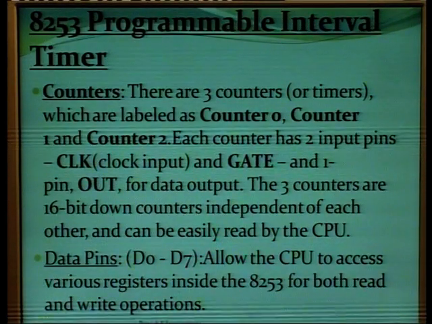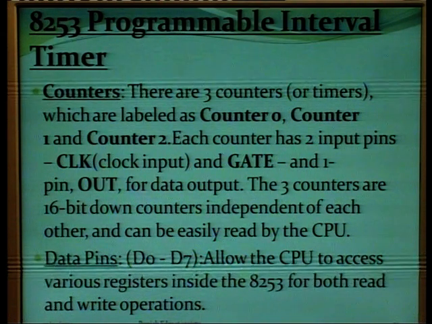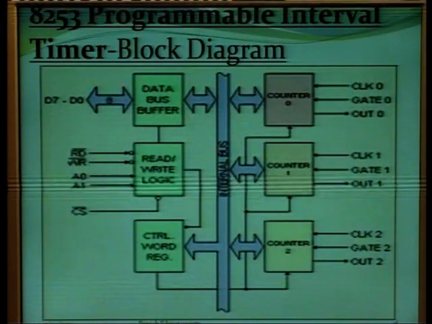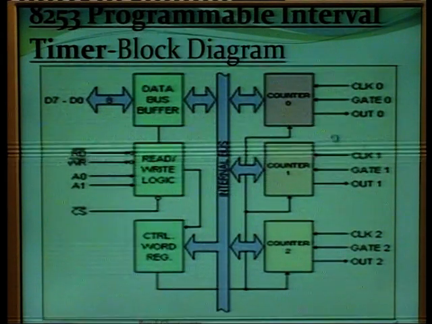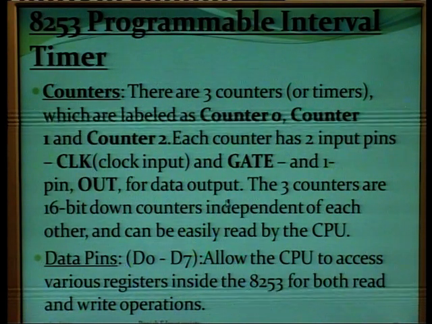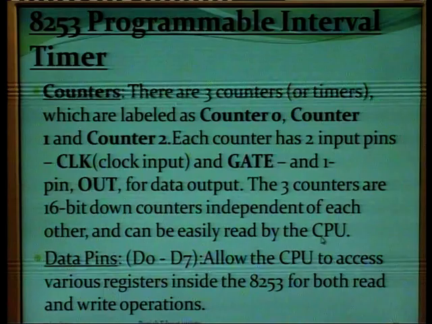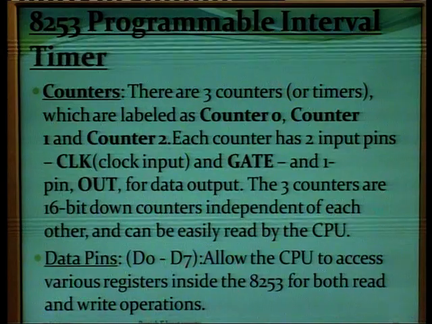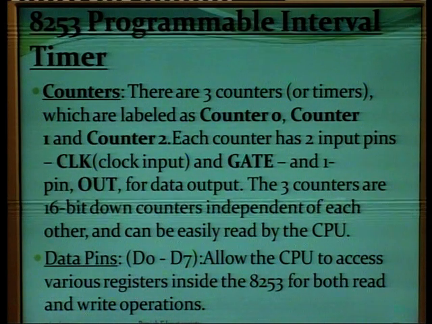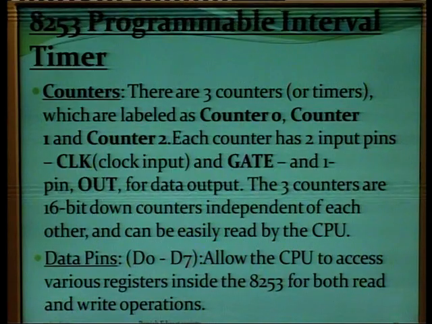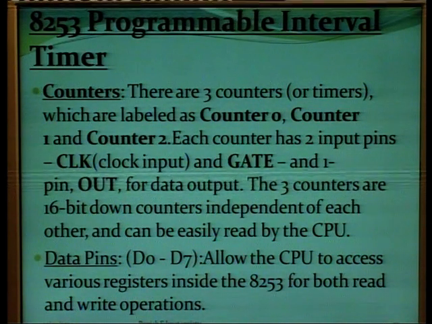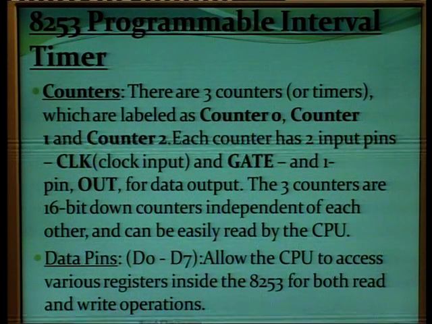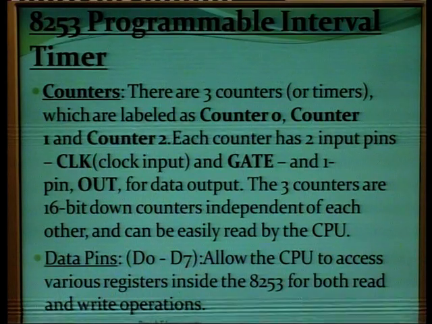So, there are 3 counters or timers which are labeled as counter 0, counter 1 and counter 2. Each counter has 2 input pins, that is clock and gate, and 1 output pin, OUT, for data output. These 3 counters are 16-bit down counters, independent of each other, and can be easily read by the CPU, microprocessor 8085. Data pins D0 to D7 allow the CPU to access various registers inside the 8253 for both read and write operations.